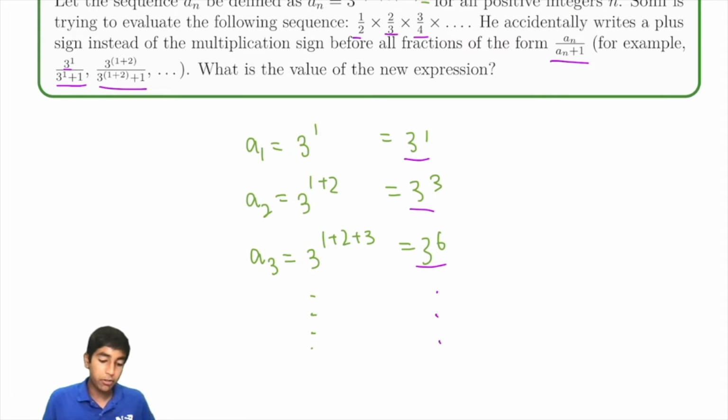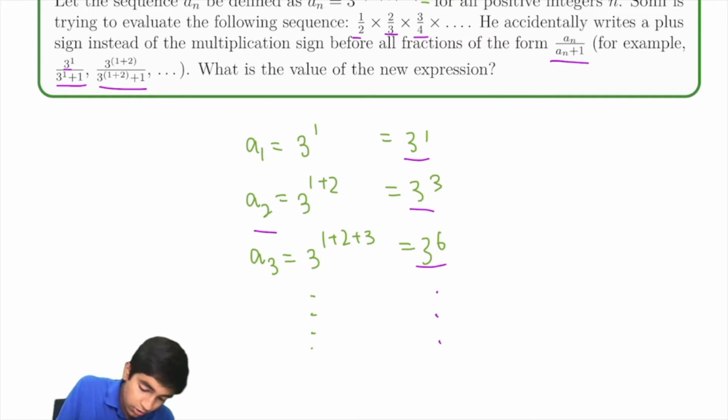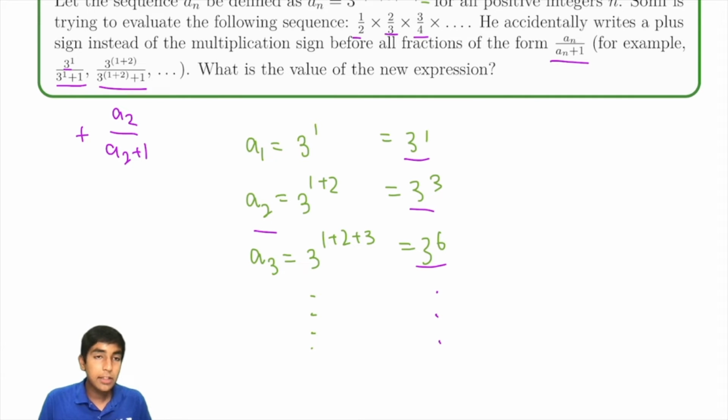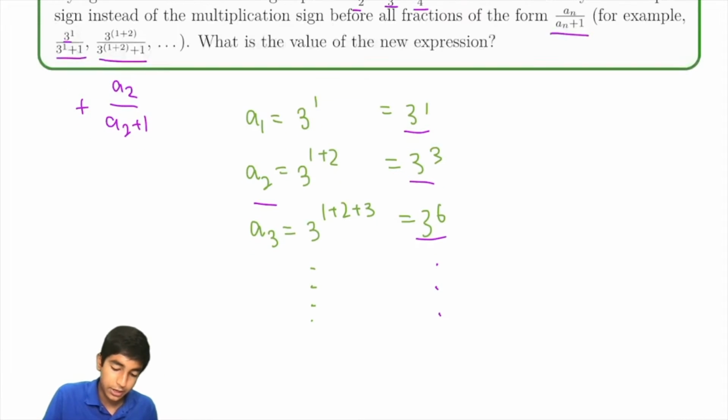Similarly, 3 to the 1 plus 2 over 3 to the 1 plus 2 plus 1 for a of 2, which would be a of 2 over a of 2 plus 1. Instead of writing a times here, Sohail writes a plus. So now, what is the value of the new expression over here?